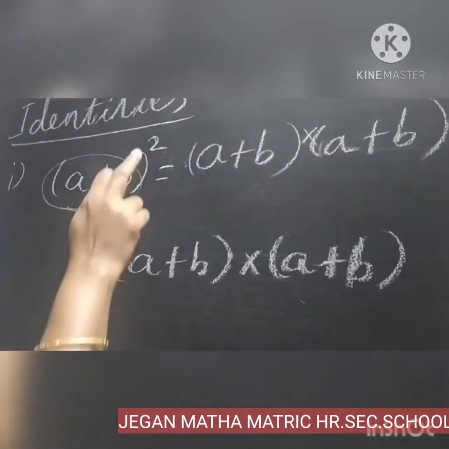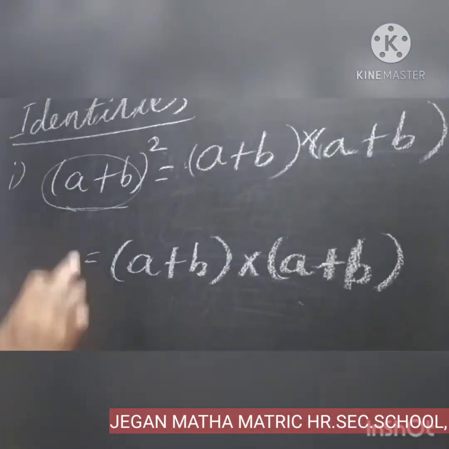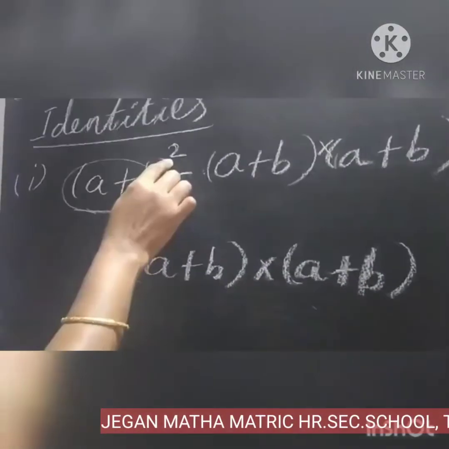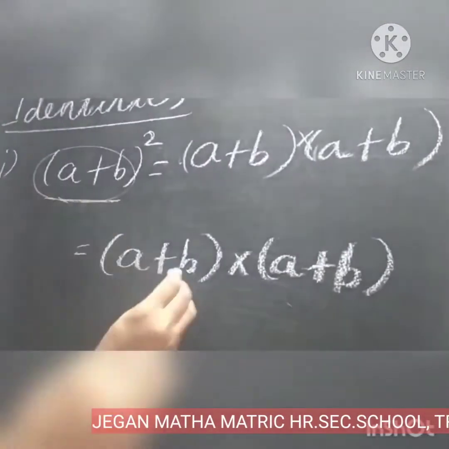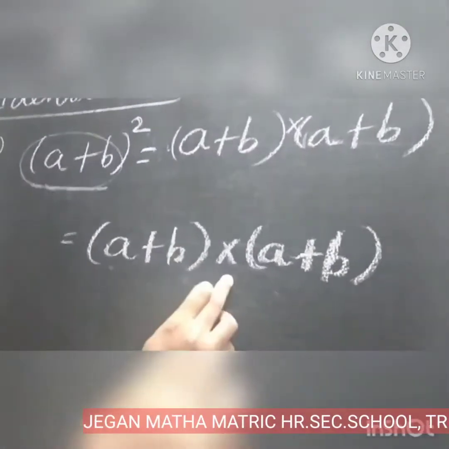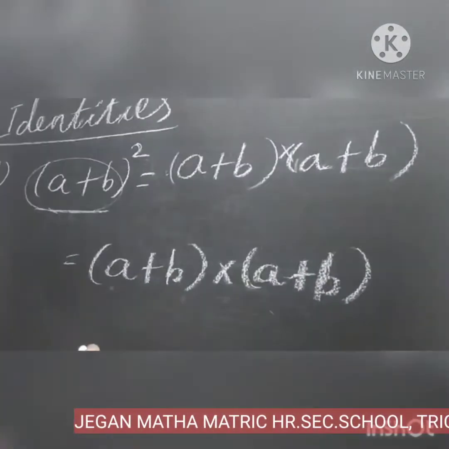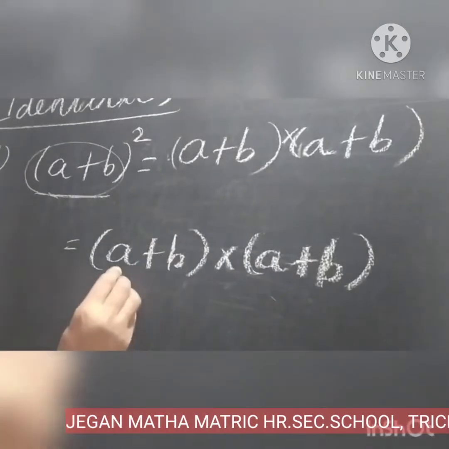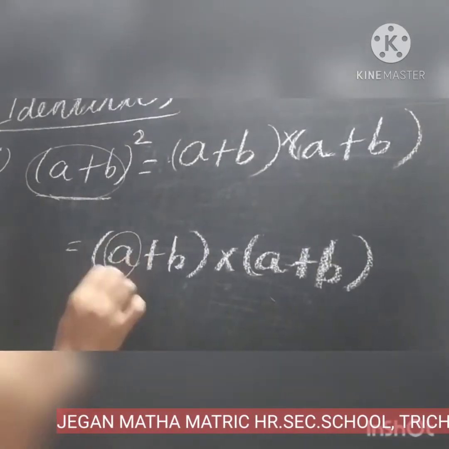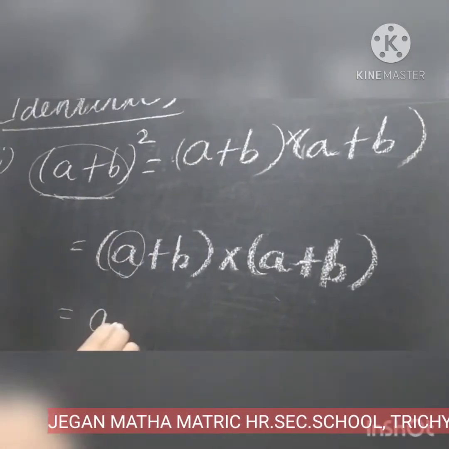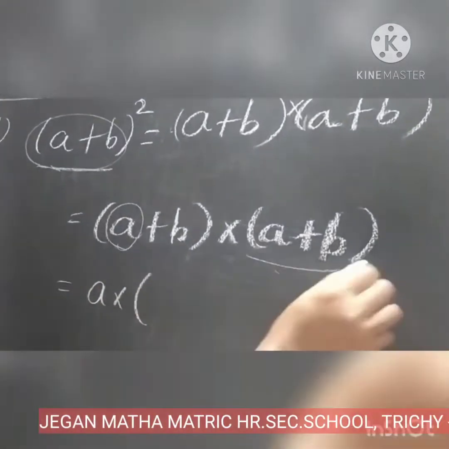So a plus b the whole square means the base is multiplied 2 times. The base is a plus b here, so a plus b into a plus b. Now as usual you can multiply these two terms. First, in the first bracket a is there, so a multiplied by a plus b fully.